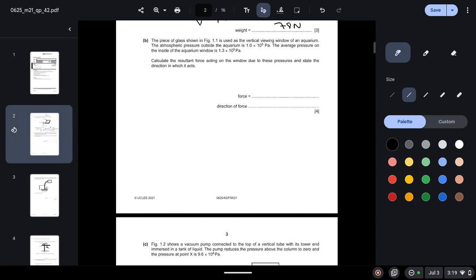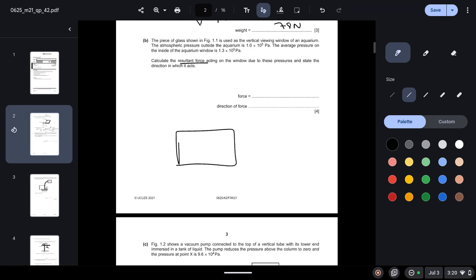The piece of glass shown in figure 1.1 is used as the vertical viewing window of an aquarium. The atmospheric pressure outside the aquarium is 1 × 10^5 pascals. The average pressure on the inside of the aquarium window is 1.3 × 10^5 pascals. Calculate the resultant force acting on the window due to these pressures and state the direction in which it acts.